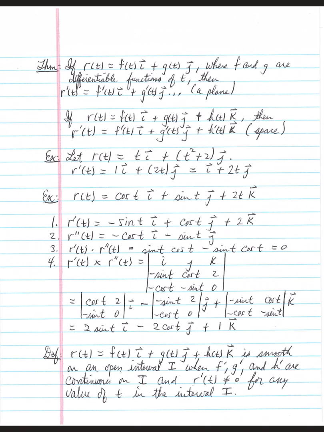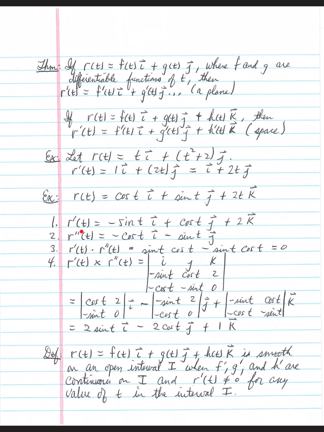If we have a vector valued function with a third component, in other words, something representing an object in space, then you can take the first derivative. Derivative of cosine t is negative sine t. Derivative of sine t is cosine t. And the derivative of 2t is 2.